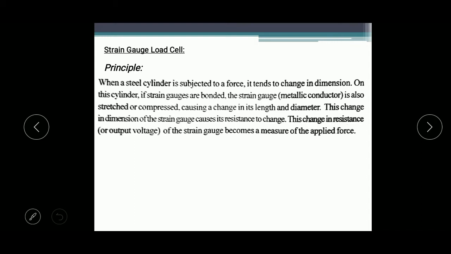Now we will use these strain gauges in the measurement of force. If you see the principle, when a steel cylinder is subjected to a force, it tends to change in dimension. If strain gauges are bonded to the steel cylinder, they will also change dimensions along with the cylinder. So whenever there is a change in dimension, there will be a change in resistance. If you measure this change in resistance and calibrate, then you will get the measure of the applied force. This is the principle of the strain gauge load cell.